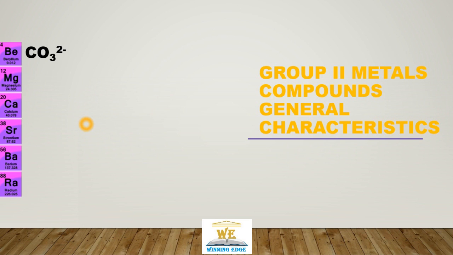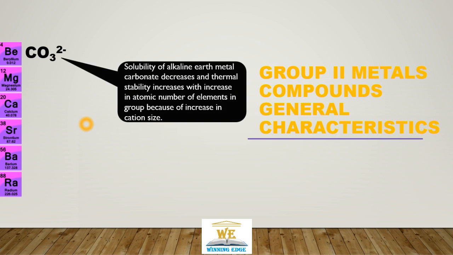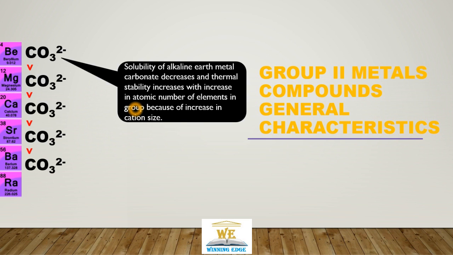Here, beryllium carbonate again has low solubility. But if we look at the solubility of alkaline earth metal carbonates, solubility decreases and thermal stability increases with increase in atomic number of elements because of increase in cation size. Here we will see the solubility reduces down the group, but thermal stability is higher. So what we will see, thermal stability of barium carbonate will be higher than beryllium carbonate.